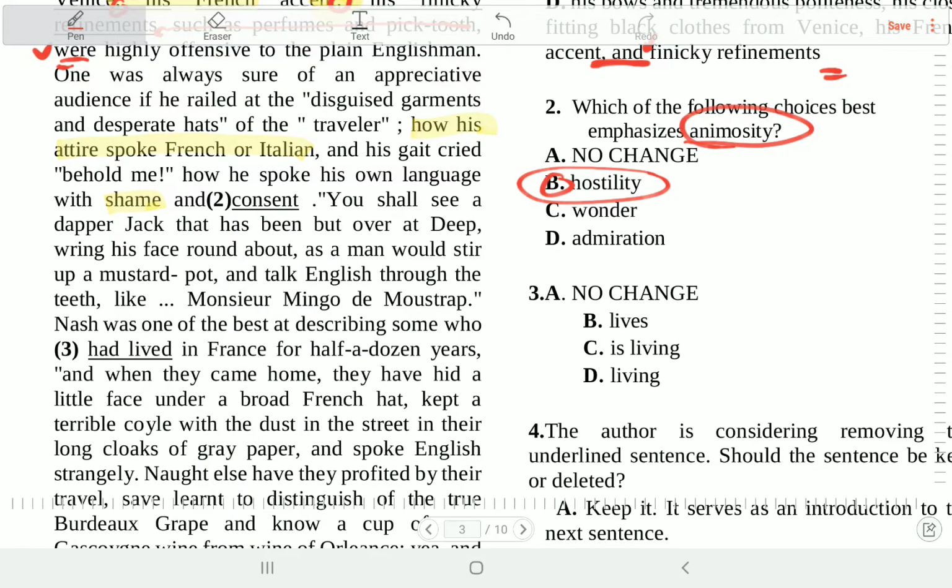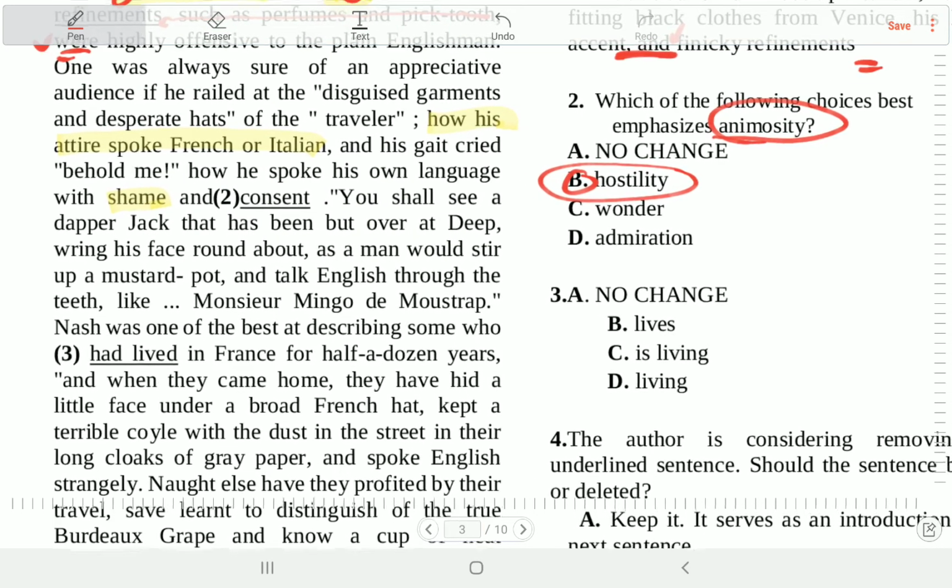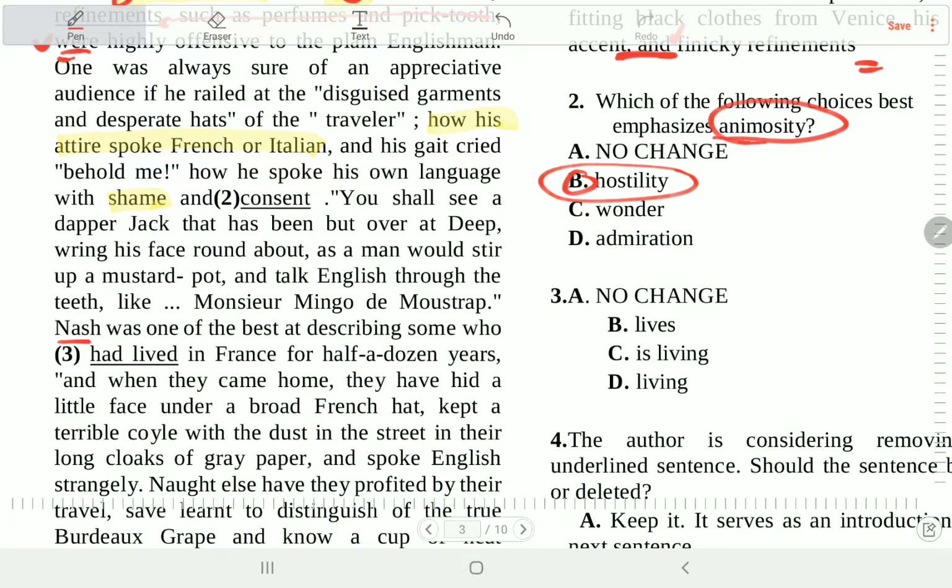Okay. Next, number 3. Nash was one of the best at describing some who had lived in France for half a dozen years. Is it lives, or is living, or living? So this is tense; we're dealing with tense here. Number one, where is the subject? Nash was one of the best at describing some who. Describing some who. So the some are the who. Okay, no problems with that.